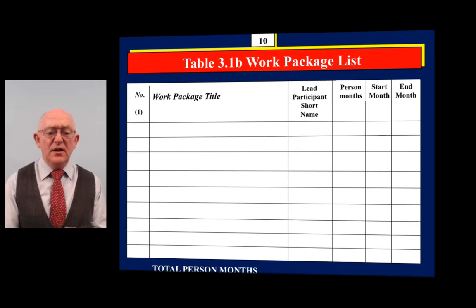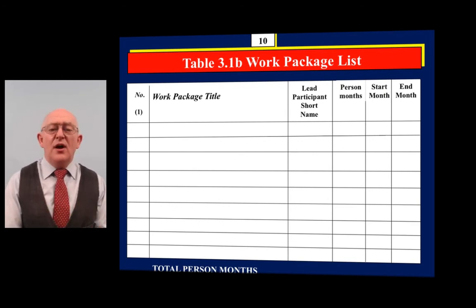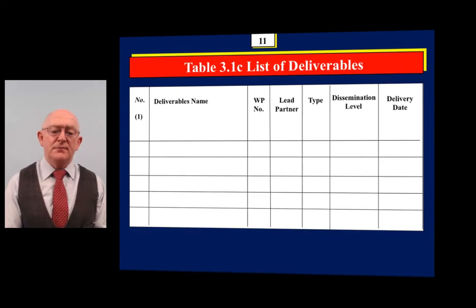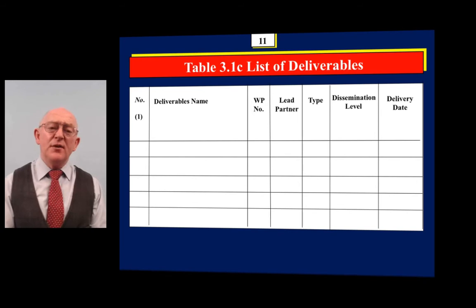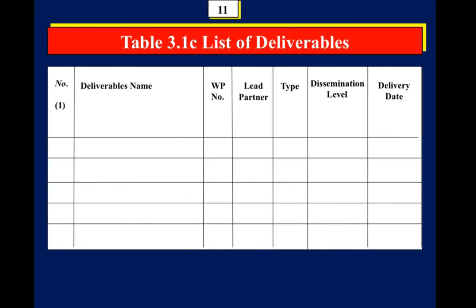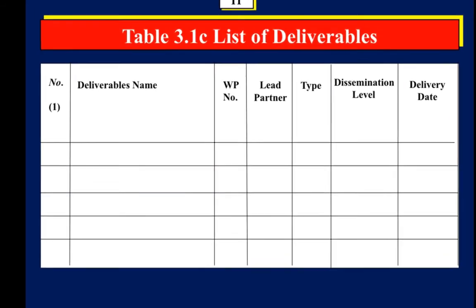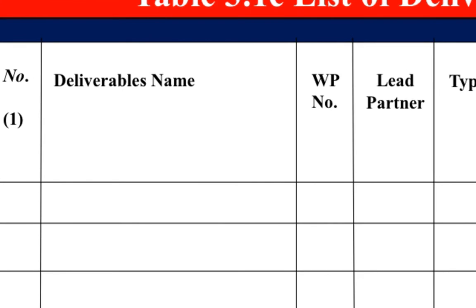We identify the title, who's the leader, when it's starting from the Gantt chart, and how much effort comes from the work from the previous table. Now the list of deliverables, if the grant agreement is signed eventually, these are the conditions that will determine your payment. And again, lots of rules about deliverables, the number of deliverables.